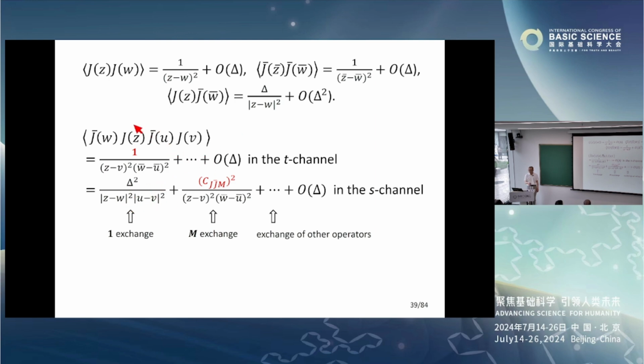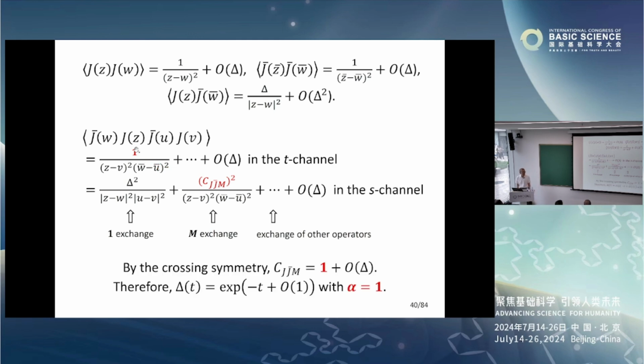But in this channel, we may also consider a contribution of the marginal operator, which gives you this conformal block times C J J-bar M squared. And I was very happy when I realized that these two functions are identical. Because that means that in the limit where delta goes to 0, this vanishes, and this can be identified with this one. And if we can argue that the other parts, which come from the exchange of other operators, are linearly independent of this function, then we can basically say that C J J-bar M squared is equal to 1 in the limit. So that's the idea of the proof.